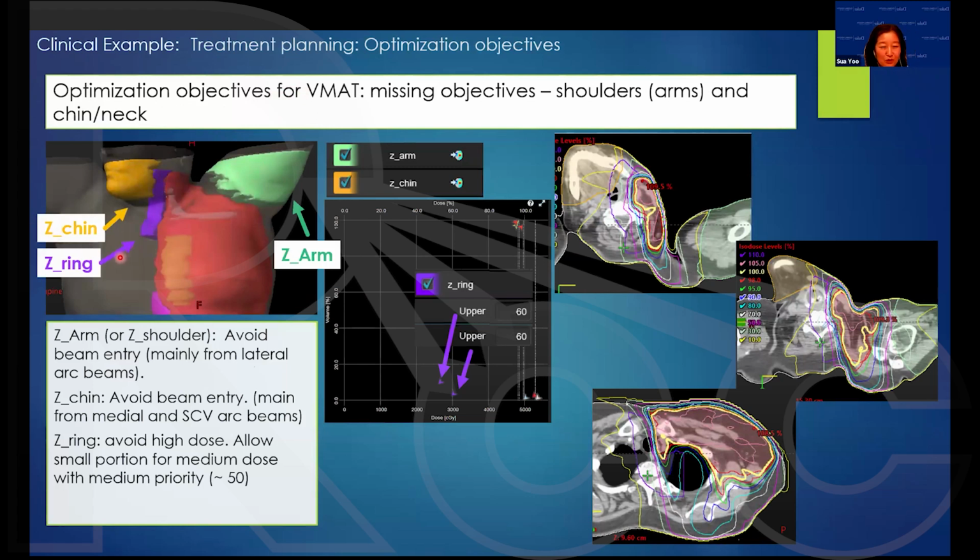Some of the structures we use for VMAT optimization are usually these, we call them Z something, so they all go to the bottom, so we know what structures we use to support those plans. Chin area and arm area. We need to avoid entry.